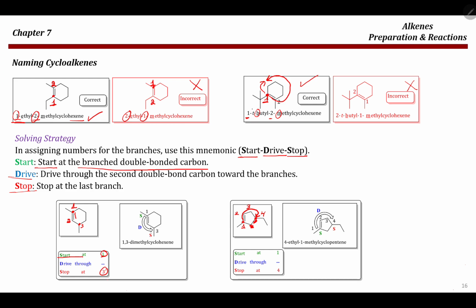In this case, in cycloalkenes, I don't care if I'm getting larger numbers because I have to apply the rule. So that's why this is the correct way for naming this compound. We have 4-ethyl, 1-methyl cyclopentene.